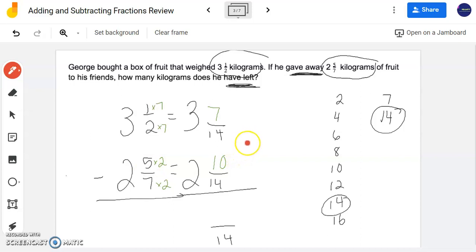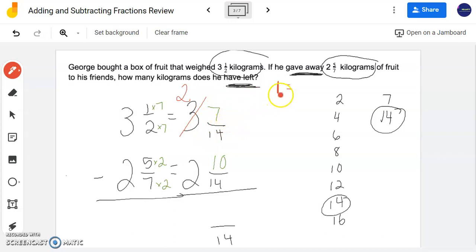Now, we have mixed numbers here. I don't really feel like changing these to improper fractions and then subtracting. Instead, I'm going to actually go through the process of borrowing. So I'm going to borrow 1 whole from 3, changing this 3 to a 2. And that 1 whole I borrowed, I'm going to write on the side. Now I notice whatever this 1 whole is, I need to add it to 7/14.